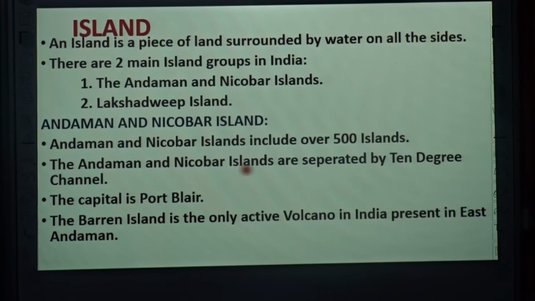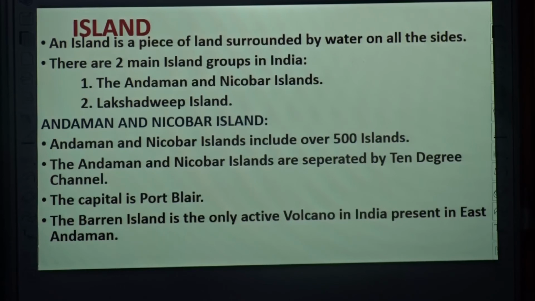And the Andaman and Nicobar Islands are separated by the 10-degree channel. And the capital of this island is Port Blair. The Barren Island is the only active volcano in India, present in East Andaman. So we have a volcano too. The name of the volcano is Barren. So this volcano is active in the island, the Barren Island.